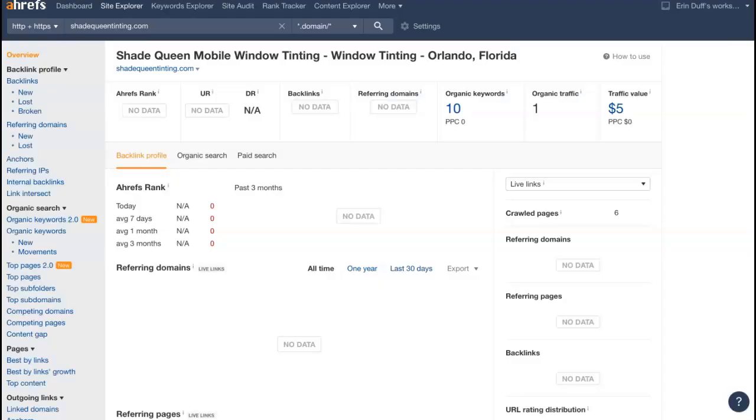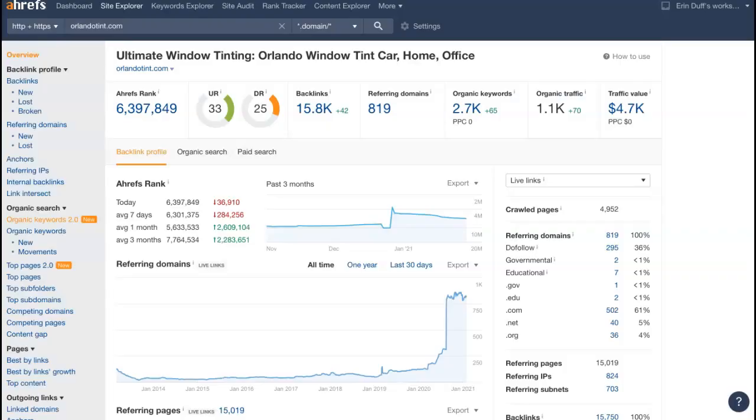So I'm going to pull up a tool that I use. This is called Ahrefs, and I did pull up your website in it. It's not showing much data for you, but just to give you an idea of what we're talking about here, a visual representation, I did pull up one of your competitors that's ranking really high on Google. This is Orlando Tint, and they have 819 referring domains, which is giving them over 15,000 backlinks, getting them found for almost 3,000 keywords and driving a little over 1,000 people to their website every single month.